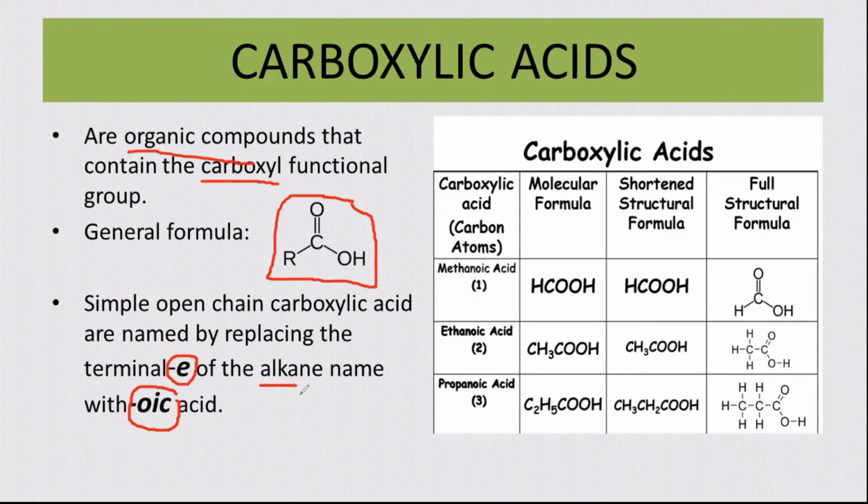Okay, so papalitan natin yung E to OIC. Carboxylic acids are polar and they can form hydrogen bonds with each other. Okay, of course, they have higher boiling points. Compare natin sa alcohol. And carboxylic acids have weak acidic properties. For example, a common example of carboxylic acid is ethanoic acid.